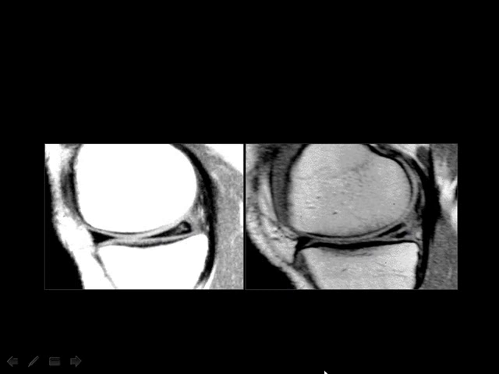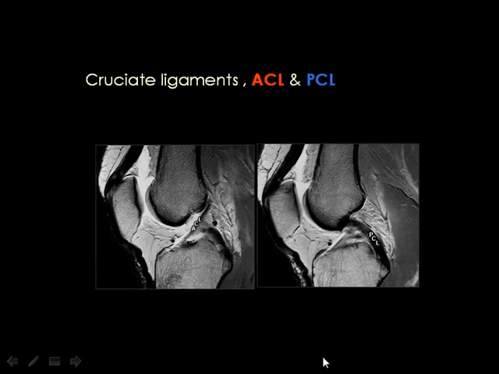Okay? Then, if you want to see the cruciate ligaments, they are present in the central part of the knee. You look first at the posterior cruciate ligament, this one, which is a cord-like structure. And you go an image before or an image after in order to see the anterior cruciate ligament, this one, which is smaller, connected to the anterior aspect of the tibia.